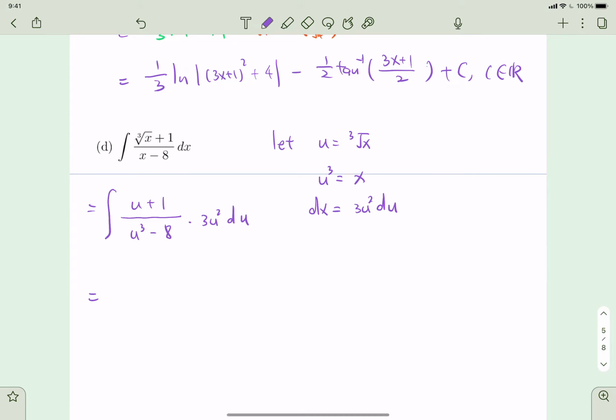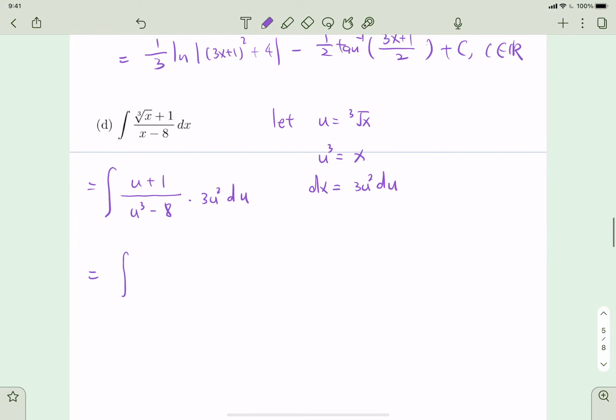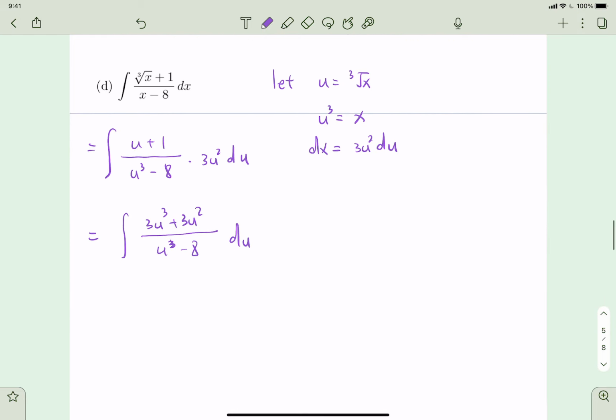And now we're going to continue. We have 3u cubed plus 3u squared divided by u cubed minus 8 du, okay? Looks like a fraction, so we're going to go through the process to do the decomposition. Now check the power on the top, right? It's equal to the power in the bottom, so that's not good. Something wrong with the power. We're going to reduce the power. So reduce the power, we have this. I'll maybe write it here.